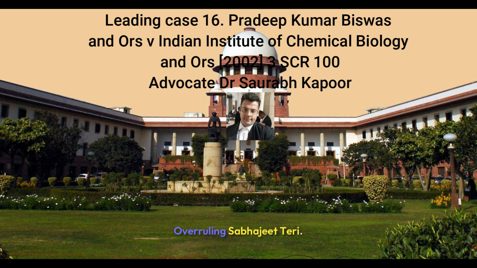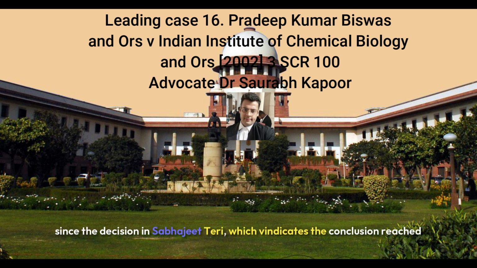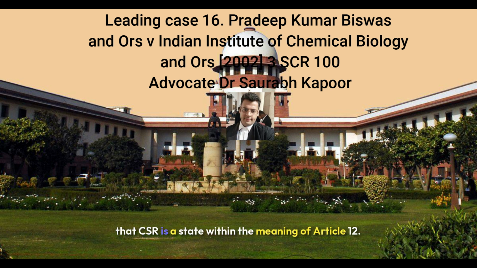20. Overruling Subhajit Tweri. The court held that Subhajit Tweri should not stand as an authority merely because it has stood for 25 years. A new fact relating to CSR has come to light since the decision in Subhajit Tweri, which vindicates the conclusion reached and fortifies the decision to deliver the final blow to the already weakened decision. The notification by the government confirms that CSR is a state within the meaning of Article 12.